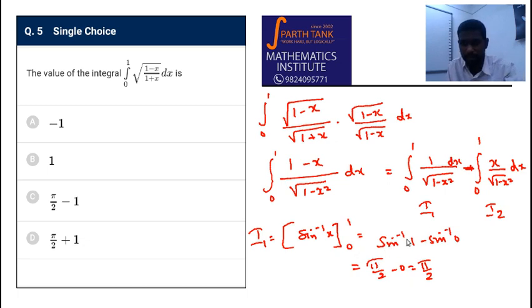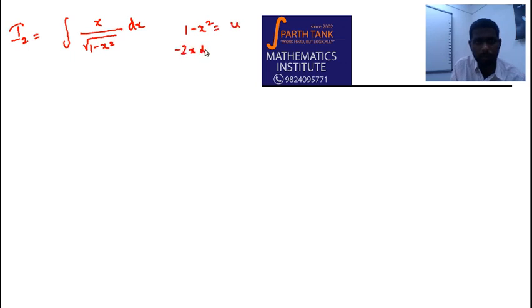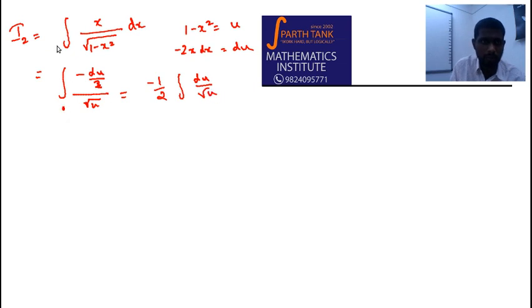Let's go to the second integral. We'll call this I1 minus I2. So the second integral is the integral of x by square root of 1 minus x squared dx. Now if I were to take 1 minus x squared as u, du would be minus 2x dx. So the numerator is nothing but minus du by 2, upon square root of u. So this is minus 1 by 2 integral du by root u. The x limits are 0 to 1. So u's limits will become, when x is 0, u will be 1, and when x is 1, u will become 0. So it is 1 to 0.